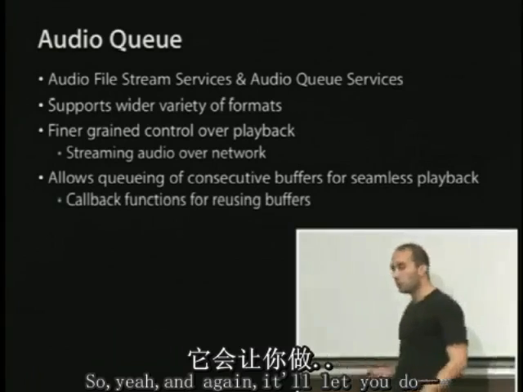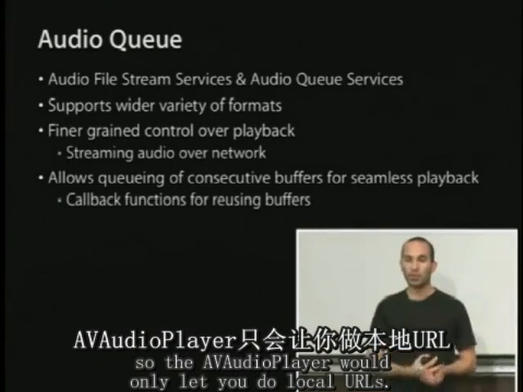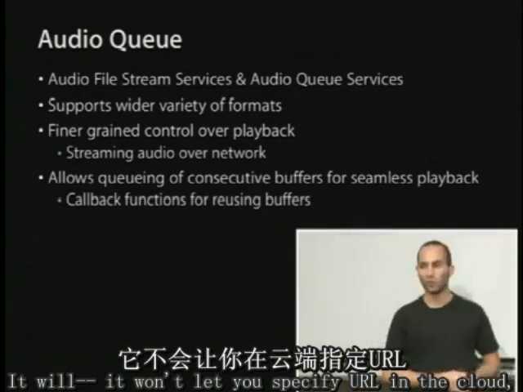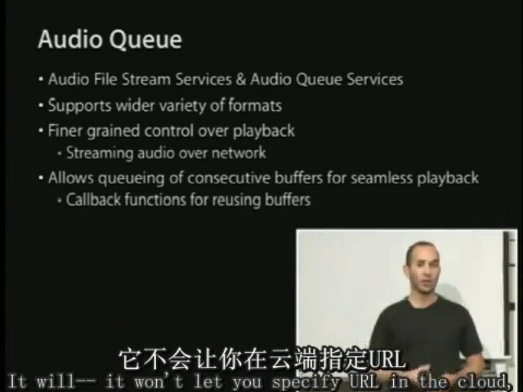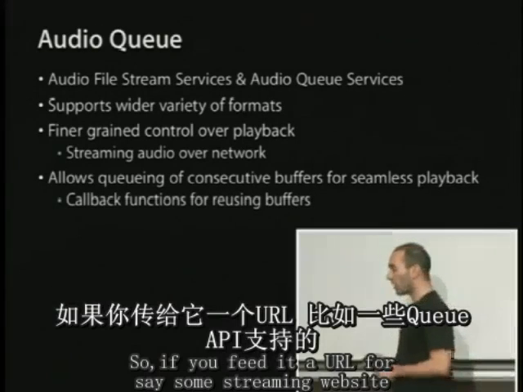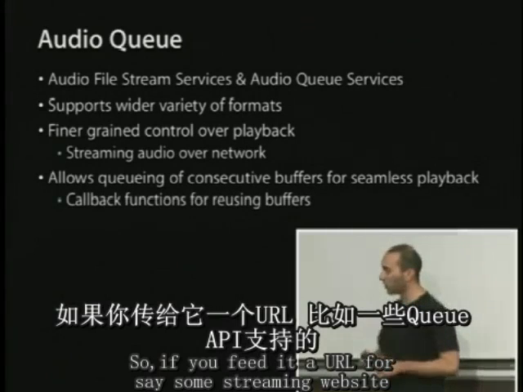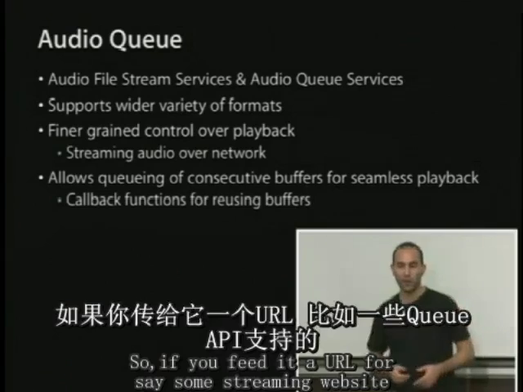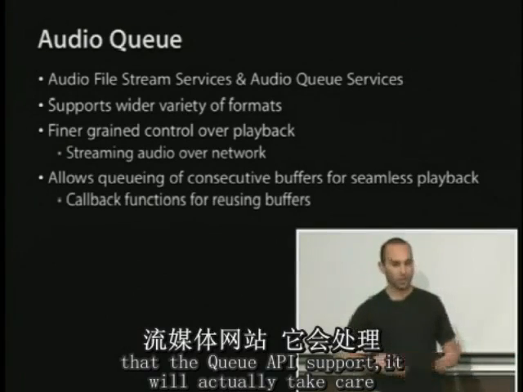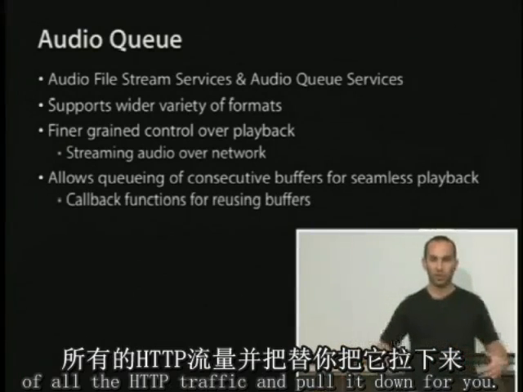And again, the AV Audio Player would only let you do local URLs, right? It won't let you specify a URL in the cloud, but the Audio Cue stuff will. So if you feed it a URL for, say, some streaming website that the Cue APIs support, it'll actually take care of all the HTTP traffic and pull it down for you.